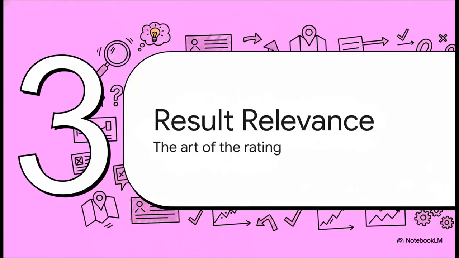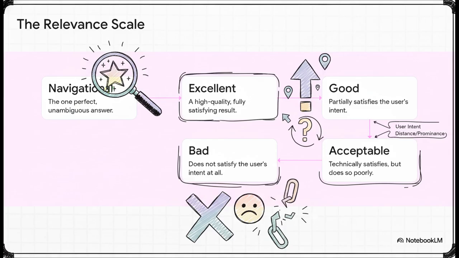All right, so once you have a pretty good idea of what the user is after, it's time for the main event, judging the relevance. This is really the heart of the rating task. Okay, this right here is your number one tool. It's the 5-level relevance scale. It starts at the very top with Navigational, that one single perfect answer, and goes all the way down to bad. Now here's a key thing to remember. If you rate something as good or lower, you have to explain why. Was the system confused about the intent? Or was the result just too far away? Or maybe not prominent enough, like not well known?